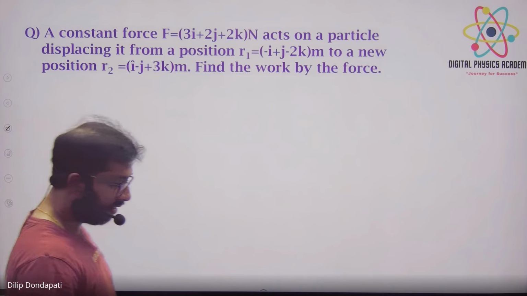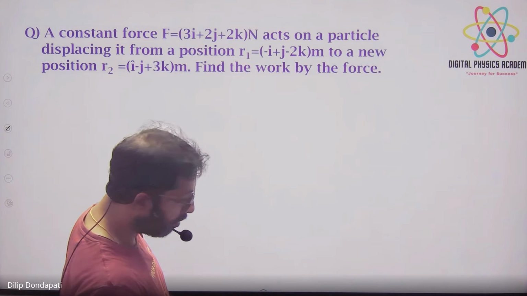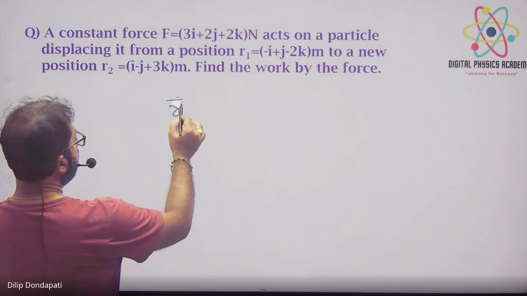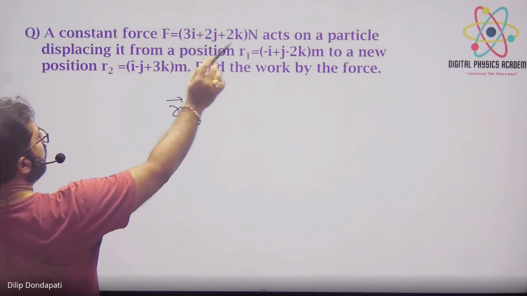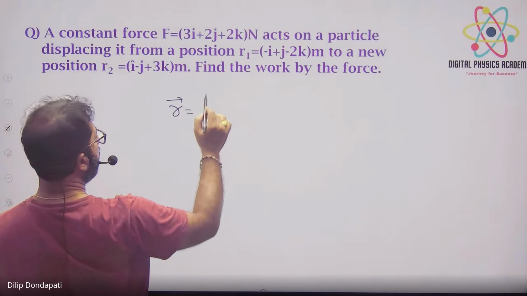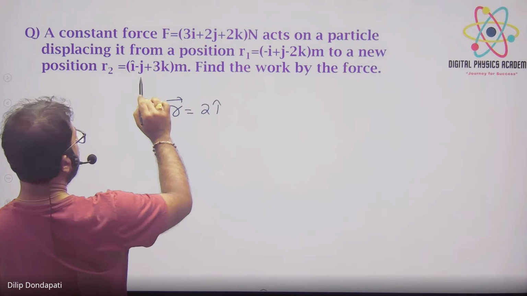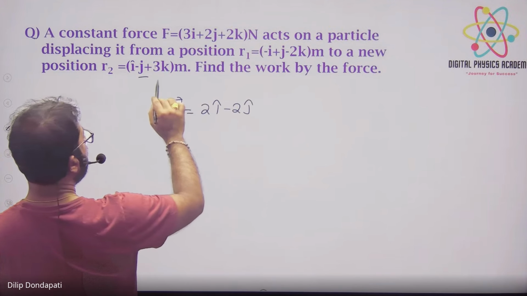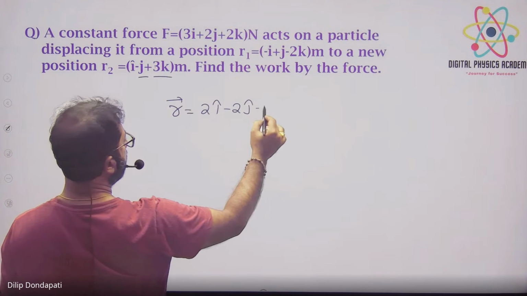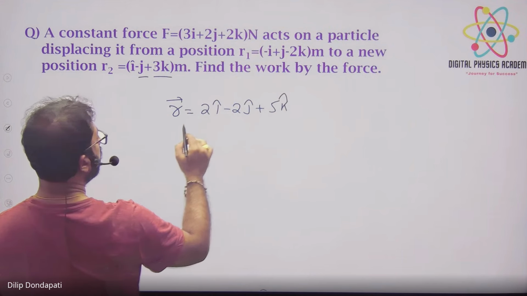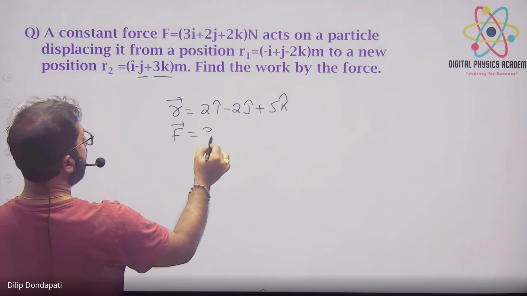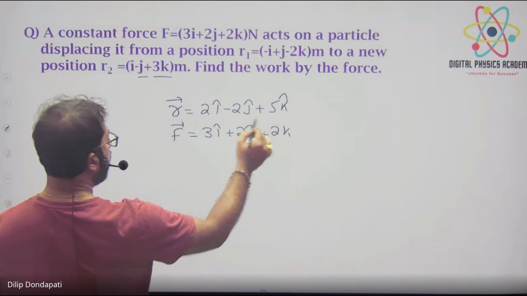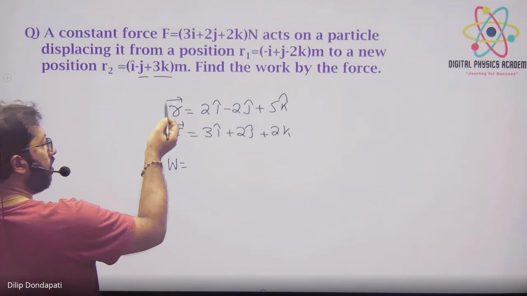ज्योतिष आपको कितना आ रहा है? Tell me answer. Displacement you got? R vector, displacement is final minus initial. I minus of I minus I, 2 I cap minus J cap minus 2 J cap, and plus 3K plus 2K, plus 5K cap. And the force vector they given as 3 I cap plus 2 J cap plus 2K cap. So what done is F dot S or F dot R.